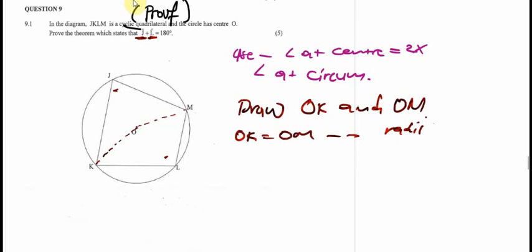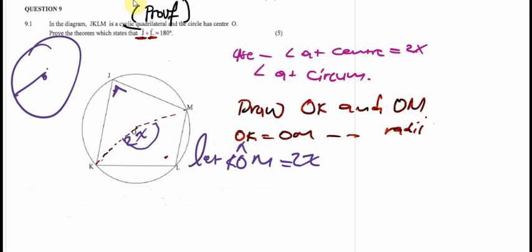What we want to say is that you can say let angle KOM equal x. Maybe you can say that this one is x, or just say 2x to be safe. Just say this angle is 2x, and then you can find this angle. So remember, you always say that the angle at center is twice the angle at the circumference. So this is what you are actually saying.